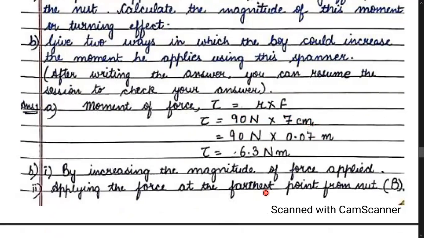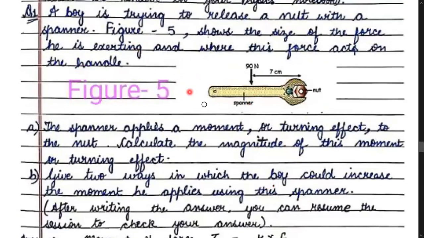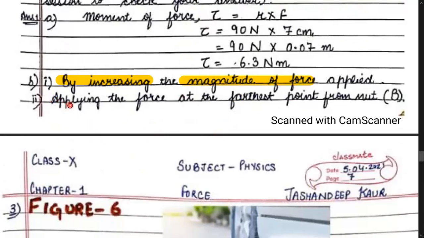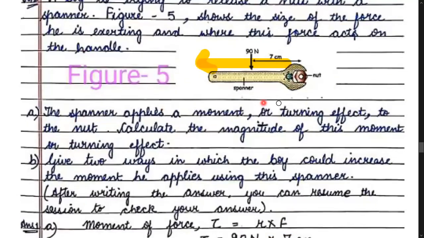And the second part, the two ways which we have to write. The first way can be that the boy can increase torque by increasing the magnitude of force applied. And secondly, the force applied should not be at 7 centimeter. Rather, you increase the distance from the pivoted point to increase the torque. So the second way can be by applying the force at the farthest point from the nut.